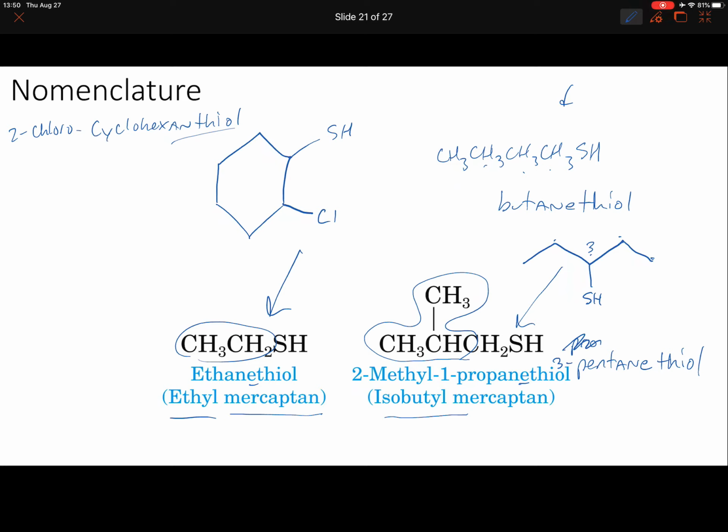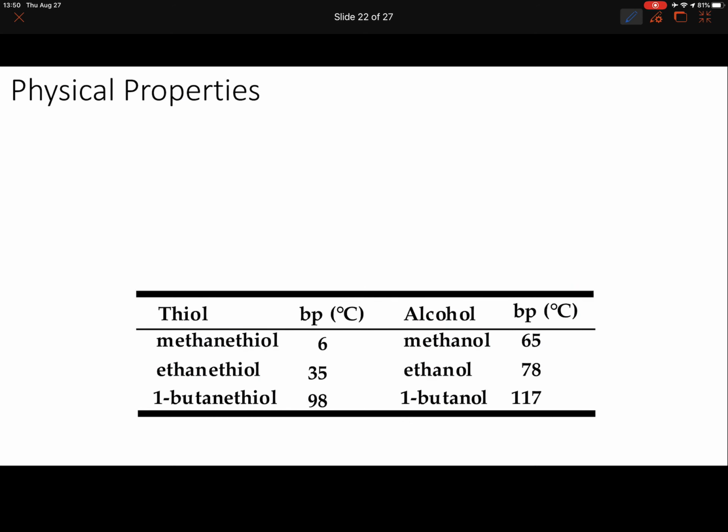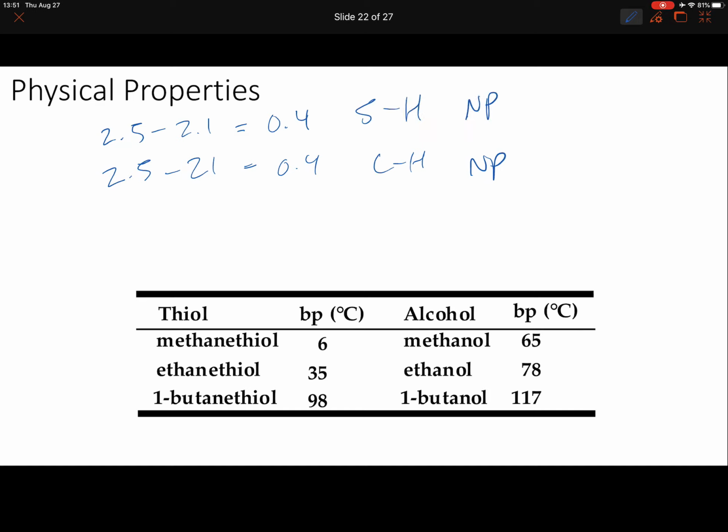I hope those were sufficient examples. Let's talk about the physical properties of thiols, mainly how they compare to alcohols and alkanes. Because of the small difference in electronegativity between sulfur and hydrogen, sulfur is actually 2.5, hydrogen is 2.1. It's about 0.4. So this is really just like carbon. Carbon is also 2.5, 0.4. So we call a carbon-hydrogen bond nonpolar, while a sulfur-hydrogen bond is just as nonpolar. And by these numbers, a carbon-sulfur bond is essentially pure covalent, perfect sharing.